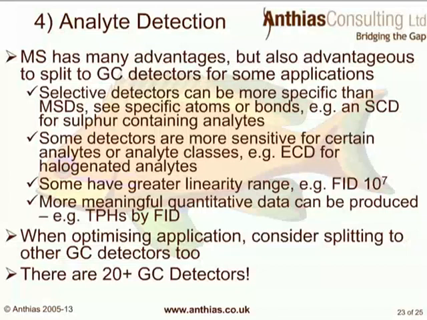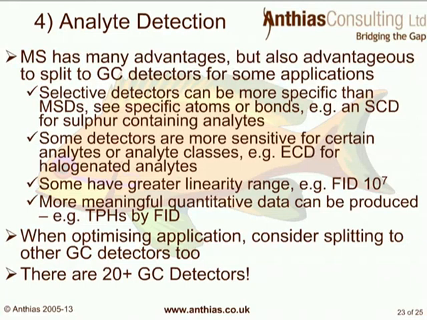So now, just moving through the system, let's finalize with our detectors. Mass spectrometry has many advantages, but some GC detectors can also have many advantages for some applications. Selective detectors can be more specific than mass specs, for example, when we're looking at specific atoms within the molecule or certain bonds. For example, a sulfur chemiluminescence detector will see compounds containing sulfur to very high sensitivity.